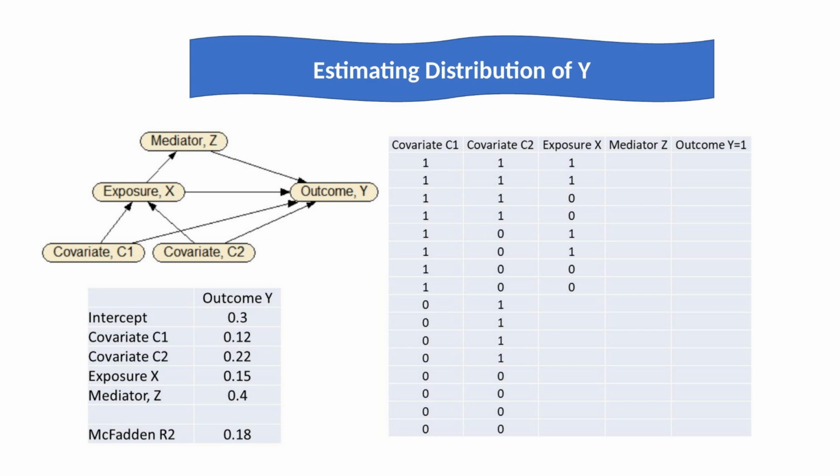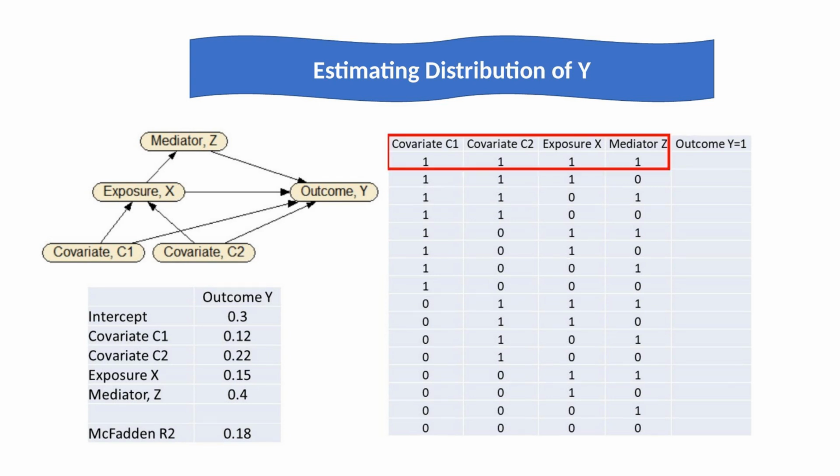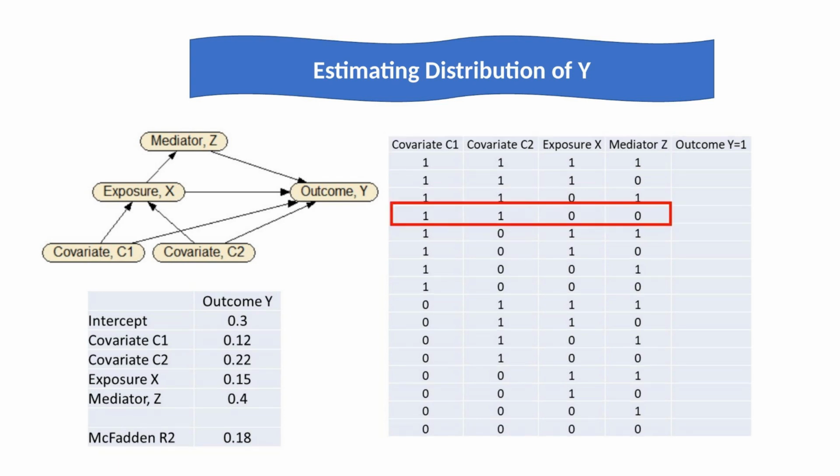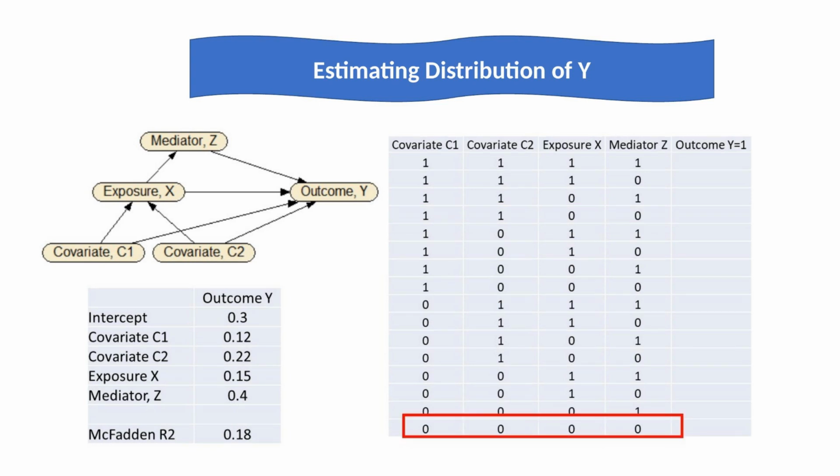Also when C1 is present but C2 is absent, and so on until all combinations of C1 and C2 and exposure are marked. The procedure is continued for all variables until a factorial combination is created. The first row shows the combination where all 4 predictors are present. The fourth row shows situations where the 2 covariates are present, but exposure and mediator are absent. The last row shows the situation where none of the predictors are present.